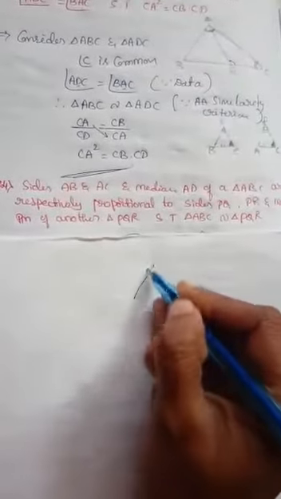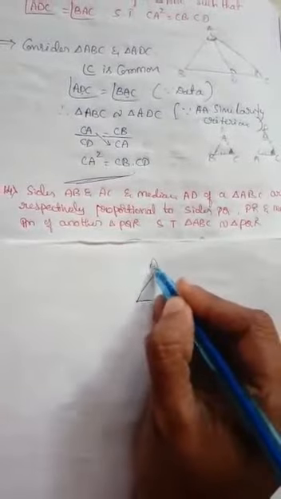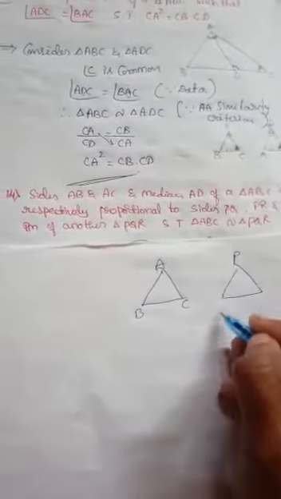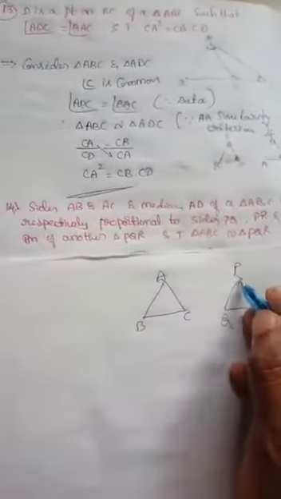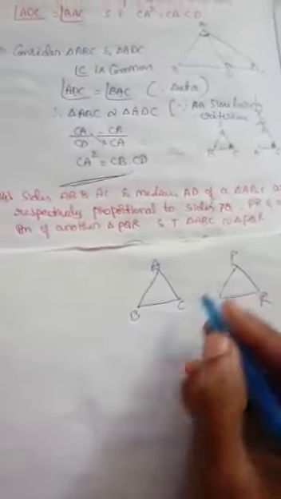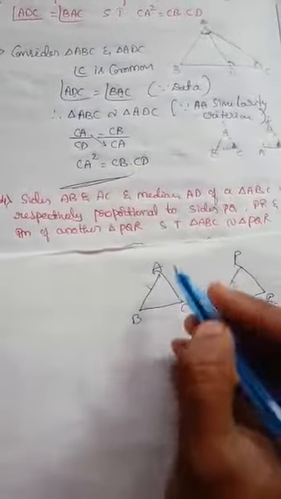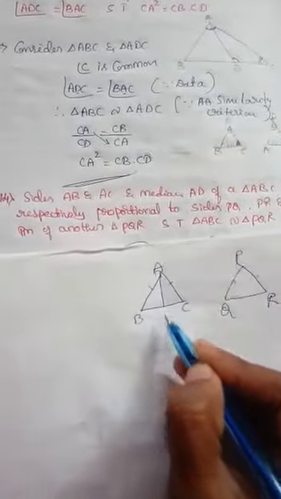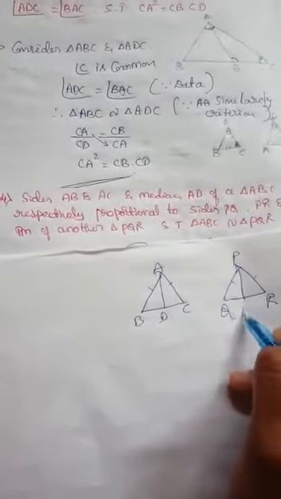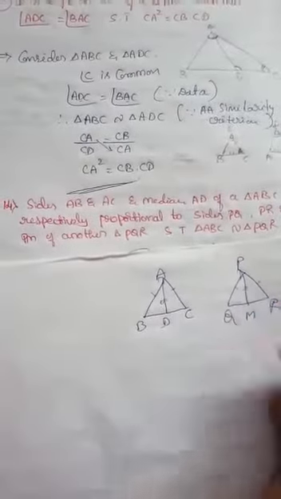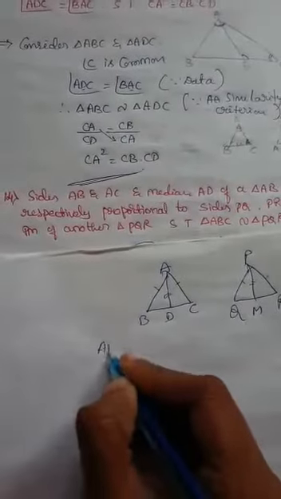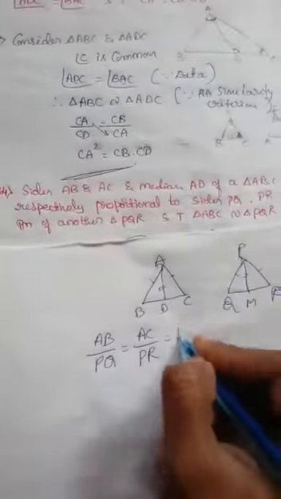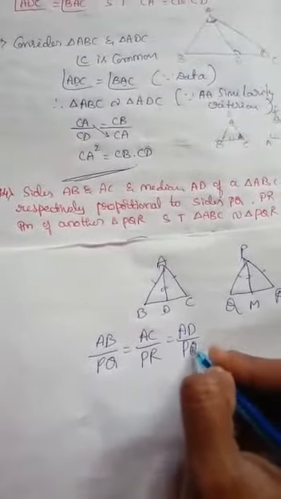We first draw triangle ABC and triangle PQR. In triangles ABC and PQR, AB and PQ are corresponding sides, AC and PR are corresponding sides, AD is the median and PM is the median. These are the corresponding sides. The ratio AB by PQ is equal to AC by PR is equal to AD by PM.